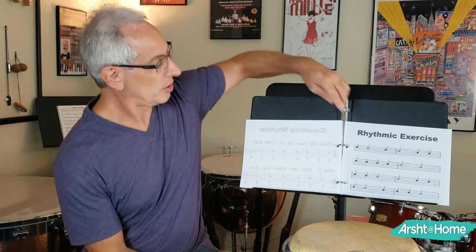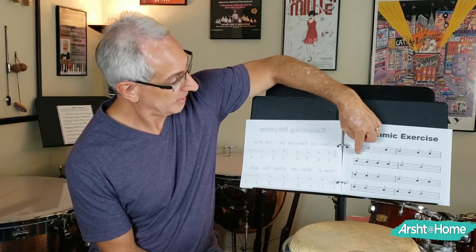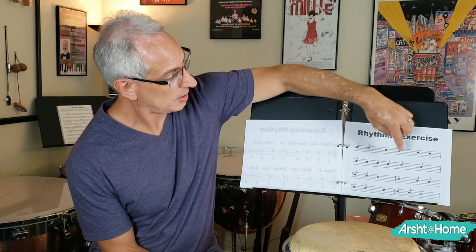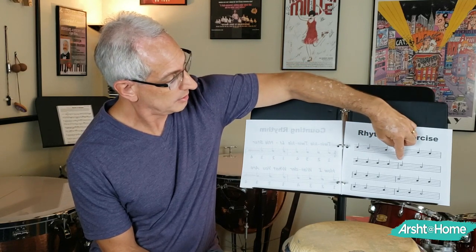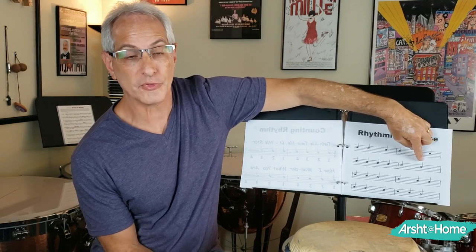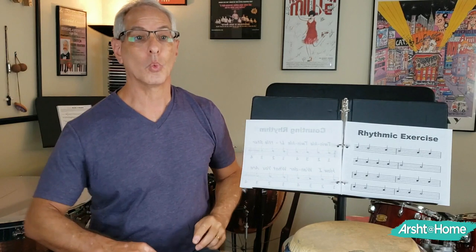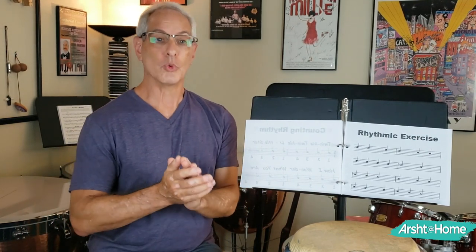We have 4 quarter notes and 2 half notes. 4 quarter notes, we know, get each count. 1, 2, 3, 4. The half note on 1 takes up 2. This half note starts on 3, takes up 4. We're going to play this line again 2 times. 1, 2, ready, go.